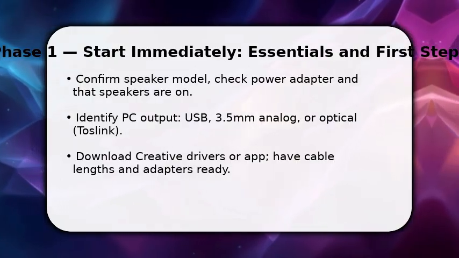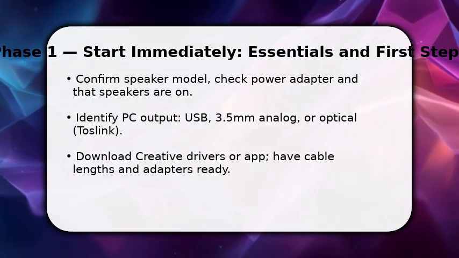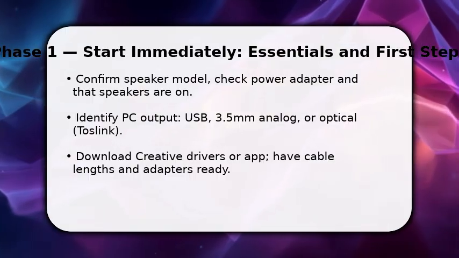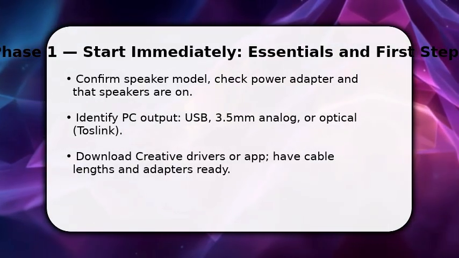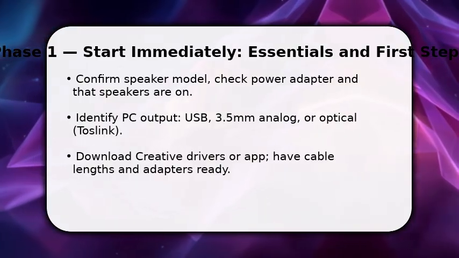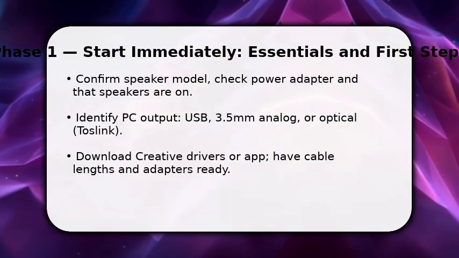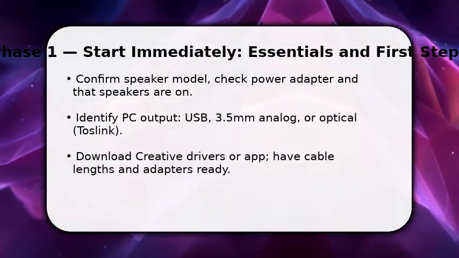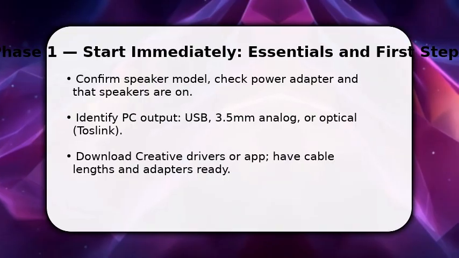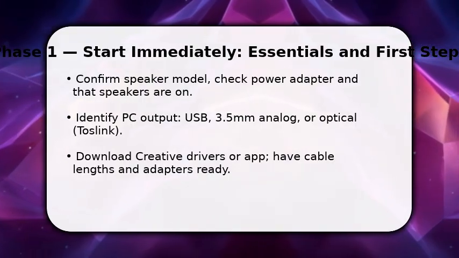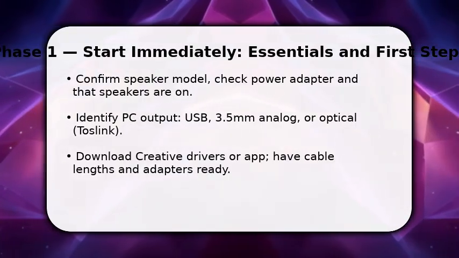Next, identify the PC output type, USB 3, 3.5mm headphone jack or optical, because that determines the cable and driver path. Once done, download Creative's official driver or control app on your PC. Make sure the version matches your Windows build. This avoids driver conflicts later and gets you ready for the physical connection and device detection.